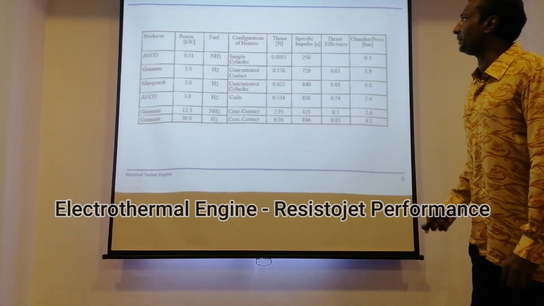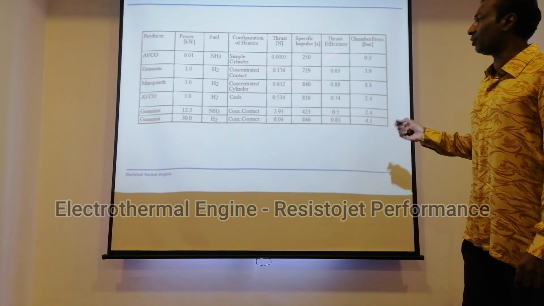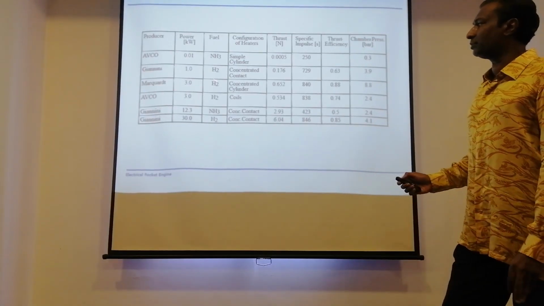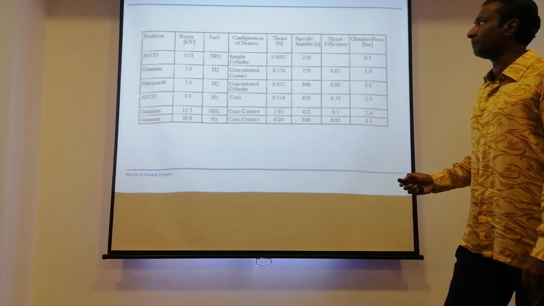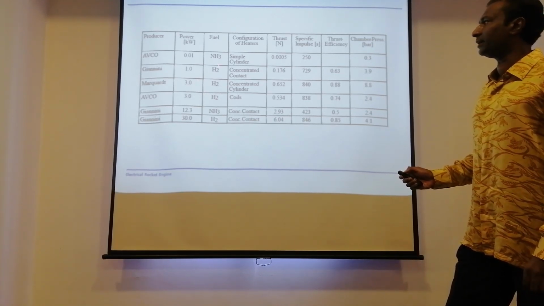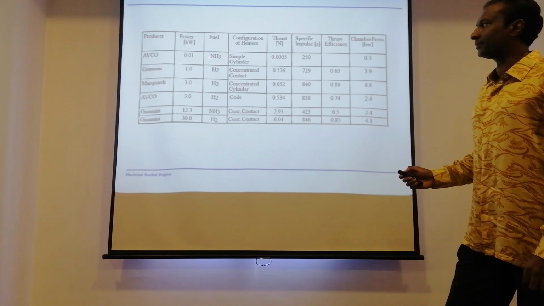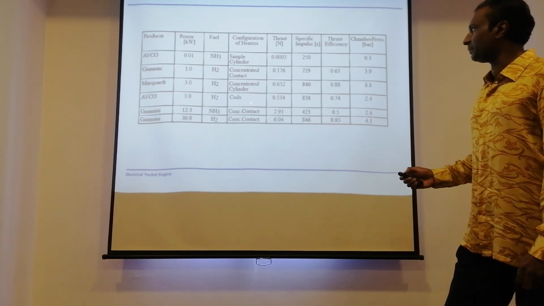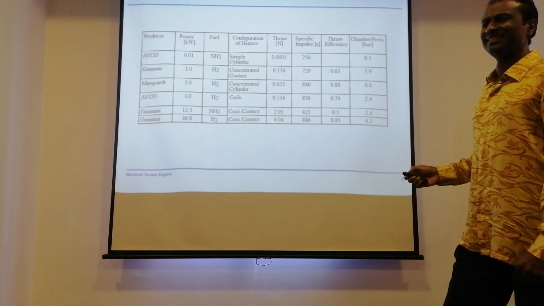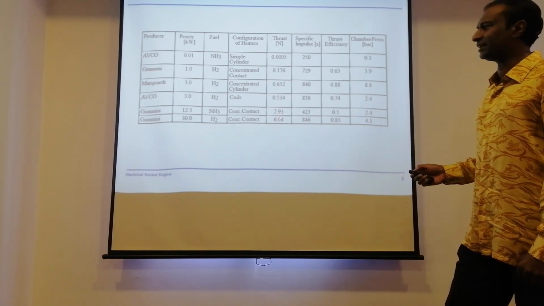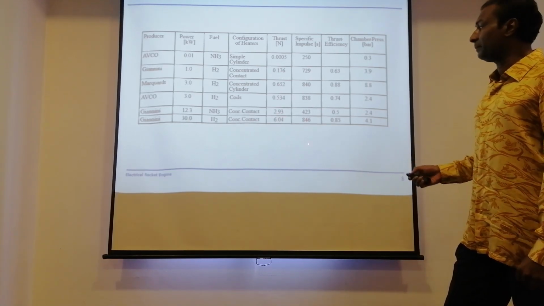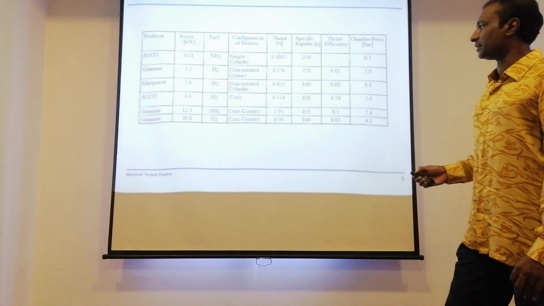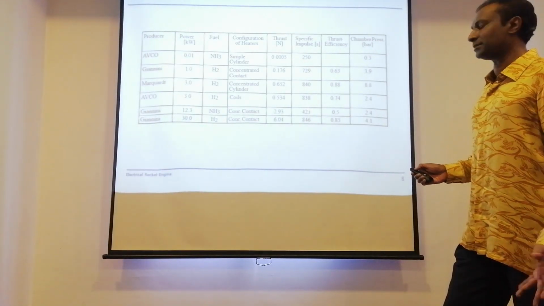Okay, go on. So these are the typical resistojets that you have. All this is available. I've shown you the fuel, typically hydrogen, and this is ammonia, NH3. The configurations of the heaters are all typical. Look at the thrust: still not high enough. But the specific impulse is quite encouraging, 800 plus. It's already fantastic.